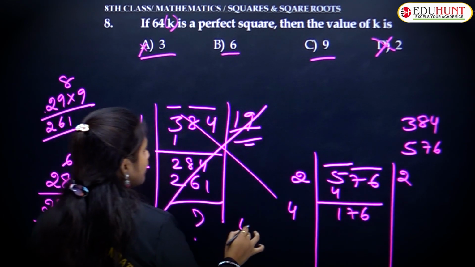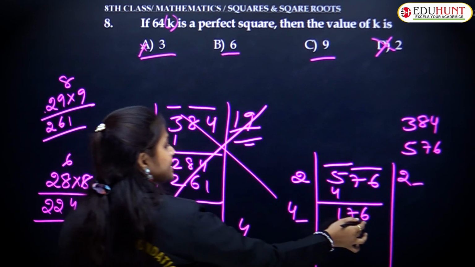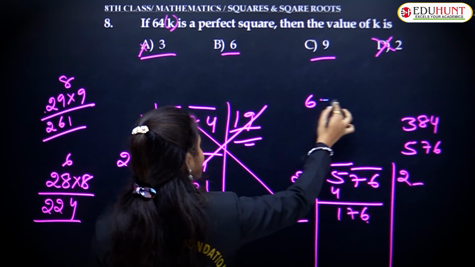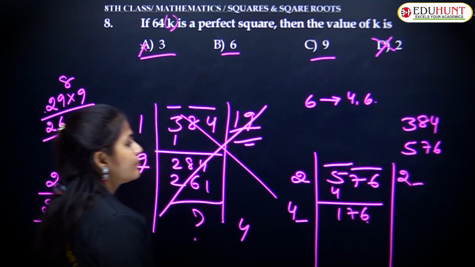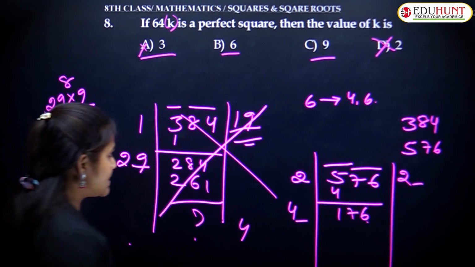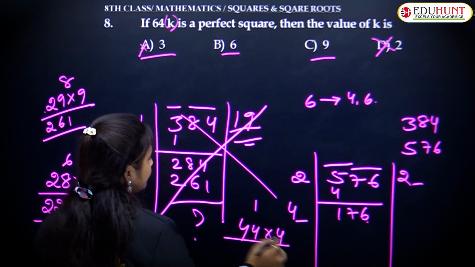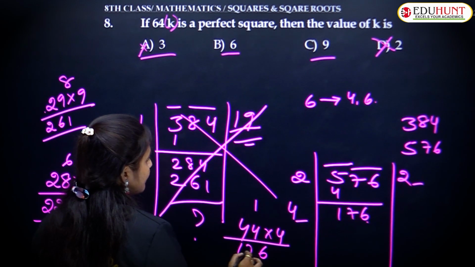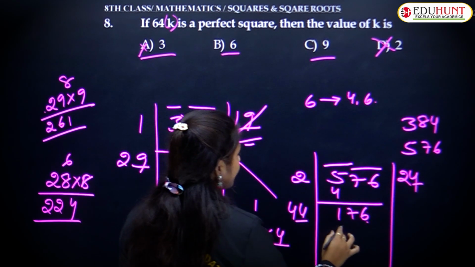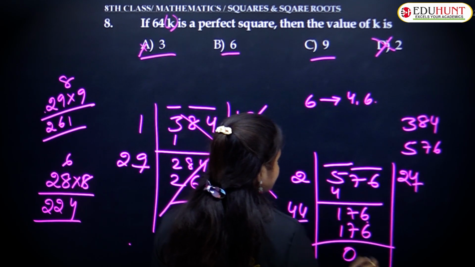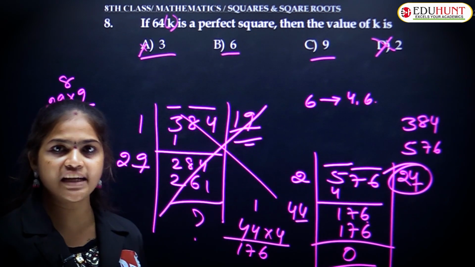Okay. And here which number satisfies? This number is ending with 6. Ending with 6 means 2 possibilities: one is 4, another one is 6. So if you substitute 4, 4 4s are 16, plus 1, 17. So satisfying. So directly 44 into 4 is equal to 1760. So it is a perfect square, and its square root is 24.